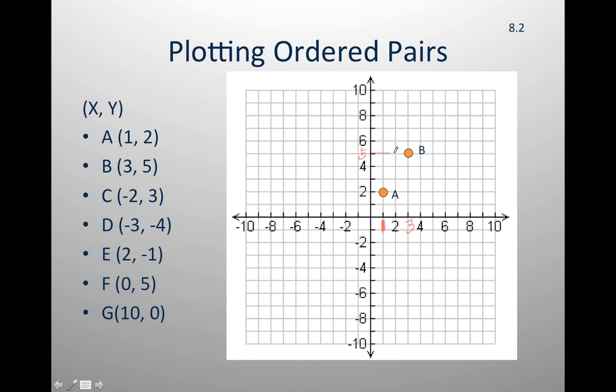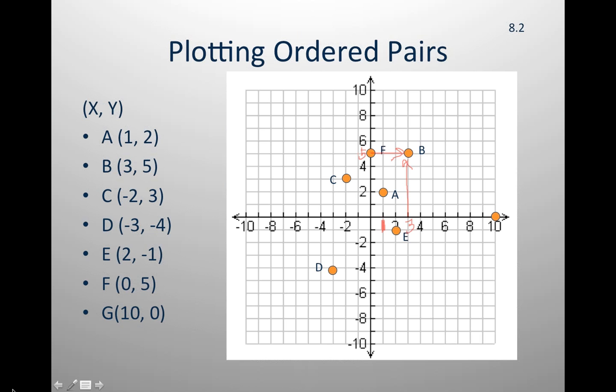Of course, if we went over for 5 and up for 3, we can see that the ordered pair of 3 and 5 intersect at that B value, or that point right there for B. And then we have -2 and 3, and then -3 and -4, and then 2 and -1, and then 0 and 5, and then finally 10 and 0.